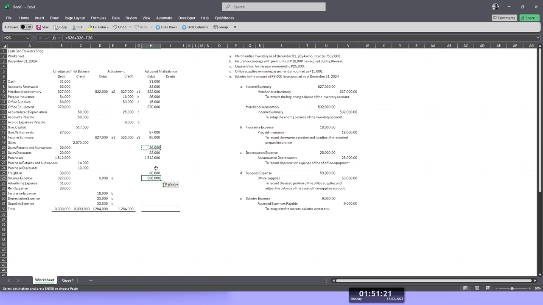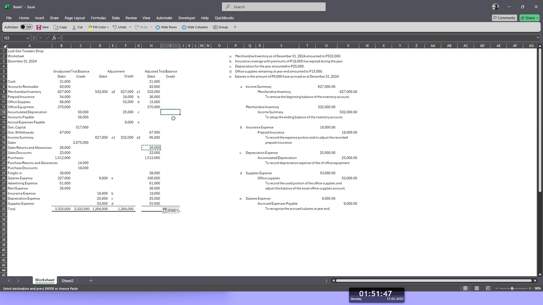Freight in has a normal debit balance. Salaries expense has a normal debit balance. Advertising expense has a normal debit balance. Then we have rent expense, which has a normal debit balance. The same with insurance expense, it has a normal debit balance. Depreciation expense has a normal debit balance. And lastly, we have the supplies expense, which also has a normal debit balance.